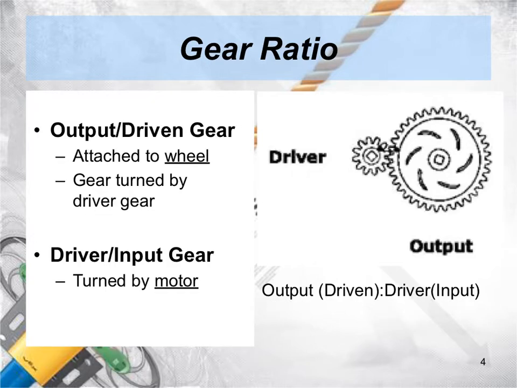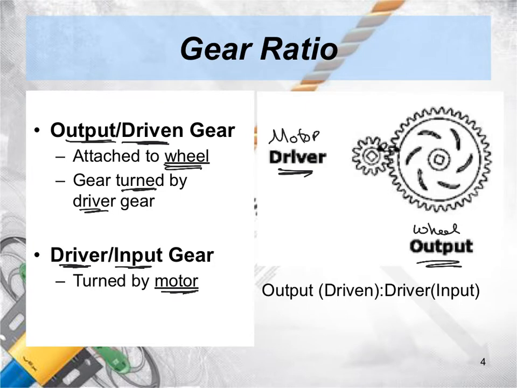When you take a look at a gear ratio, you're going to be comparing the output gear to the driver gear. What is the difference? Well, take a look at your gears. Take a look at the gear that's attached to the wheel and the gear that's attached to the motor. Those are the only two gears that you have to worry about. The output or driven gear is the one that's attached to the wheel. So here's our output gear over here. This is the one that's attached to the wheel. The one that's attached to the wheel is being turned by the driver gear. So the driver gear, or the input gear, is the one that's being turned by the motor.